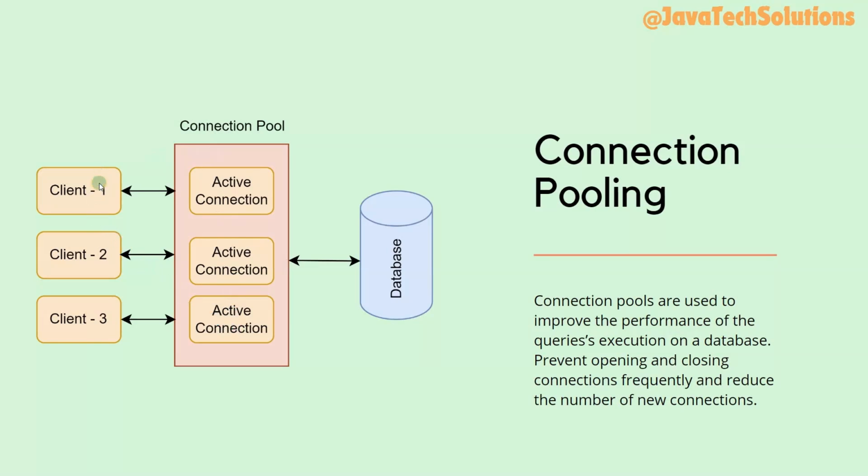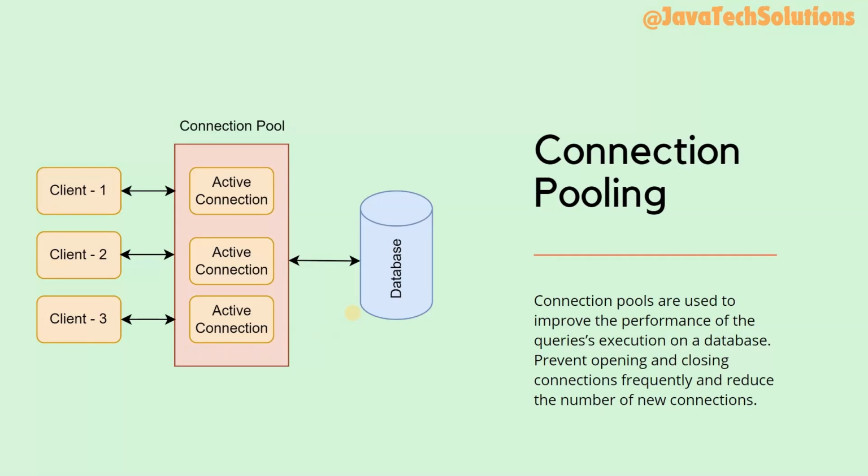Now if client 1, client 2 and client 3 try to execute some queries, they get the available connections. They pull the connection from the connection pool; they are not going to create or close any connection, they just check whether a connection is available. If it is available, they use it. They don't wait for any connection, they pick one from the pool. This reduces time and improves the performance of our application. So this is the concept of connection pooling.